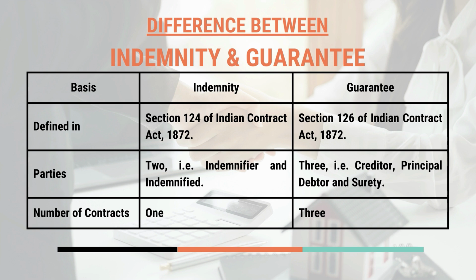Third difference is parties. There are two parties under contract of indemnity. One is indemnifier, second is indemnified. Guarantee, there are three parties: creditor, debtor and surety. Number of contracts. Under indemnity, there is only one contract between indemnifier and indemnified. But in the case of guarantee, there are three contracts. Between debtor and creditor, 1. Between debtor and surety, 2. Between surety and creditor, 3.